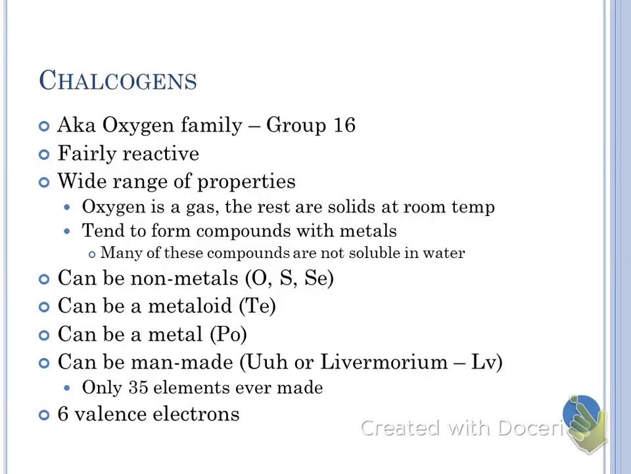So we understand that group 16 has 6 valence electrons. Group 15 would have how many valence electrons? 5. Group 14 would have 4. Group 13 would have 3. So we take out that transition metal 10, and we can name our valence electrons that way. So group 16 has 6 valence electrons.